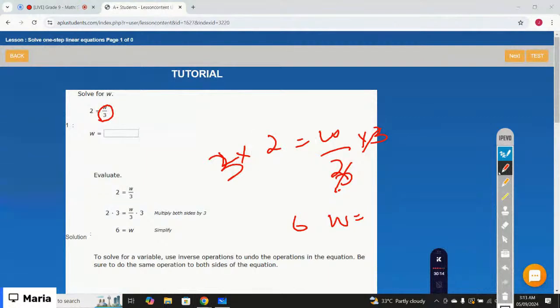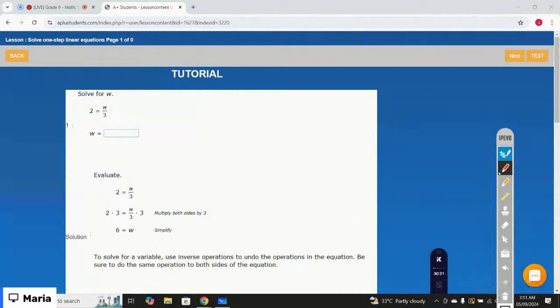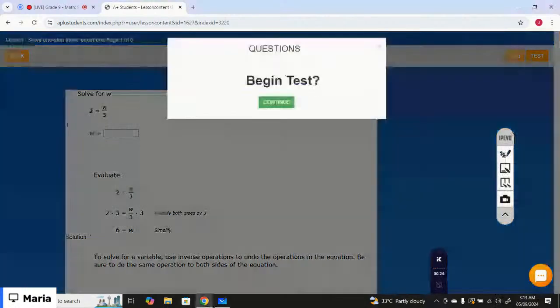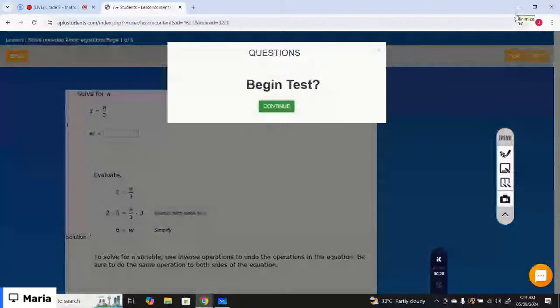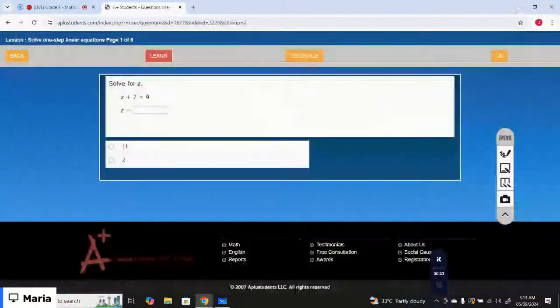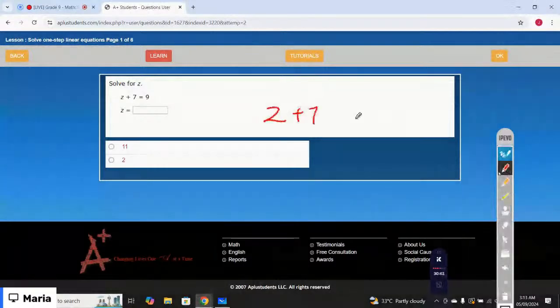Okay, let's just start with the test questions. Okay, solve for z. Z plus 7 equals 9. So which is the correct option? You have to isolate the variable z, right? So that means you need to remove 7 from here. 7 is adding, so opposite to addition is subtraction. Let's just subtract 7. 7 minus 7 is 0. You are left with z equals 9 minus 7 is 2. So the correct option is 2.